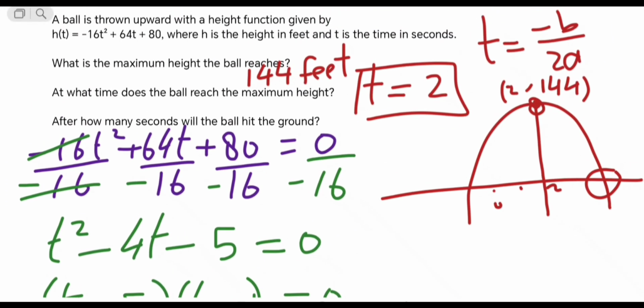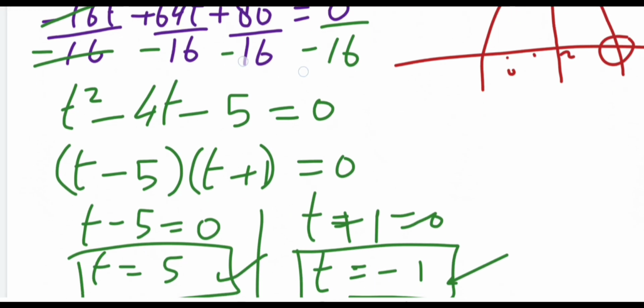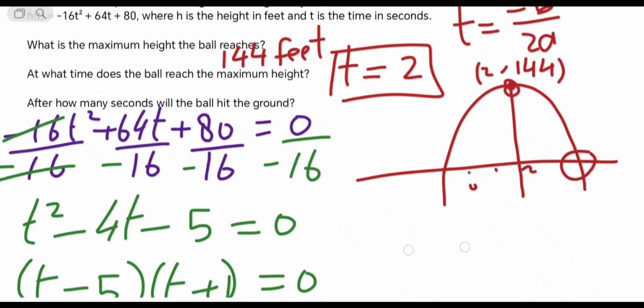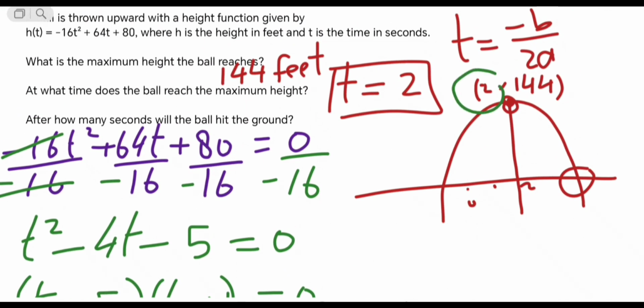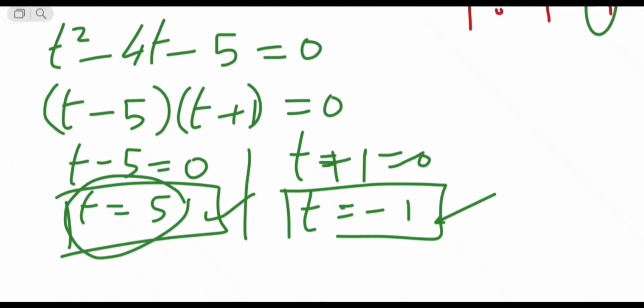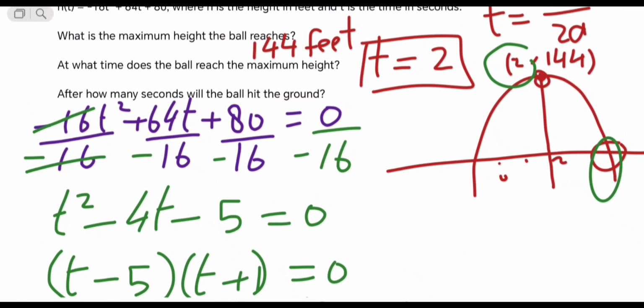So what is our answer? After how many seconds will the ball hit the ground? It means the positive answer. So t is 5, because in 2 seconds it reached the top, and after 3 more seconds it reaches back to the ground. So our answer is t equals 5. After 5 seconds, this is our answer.